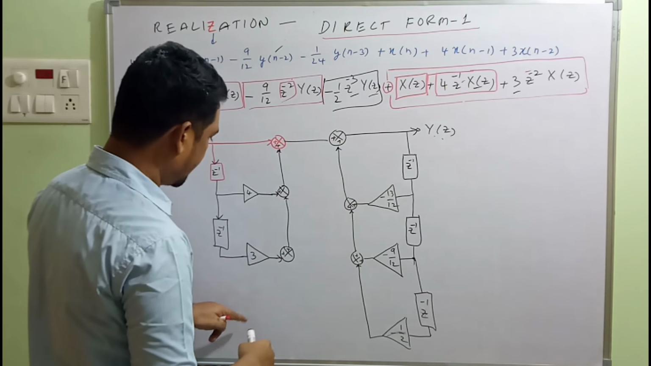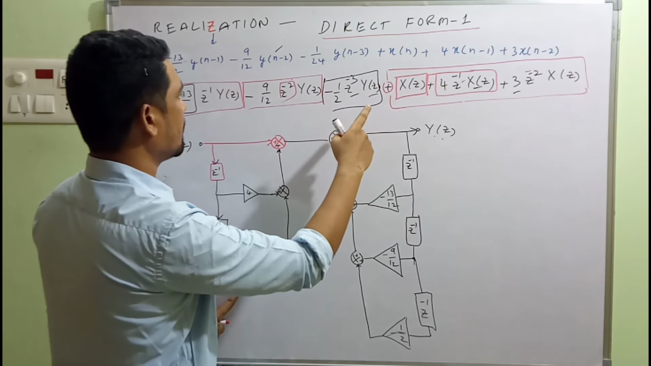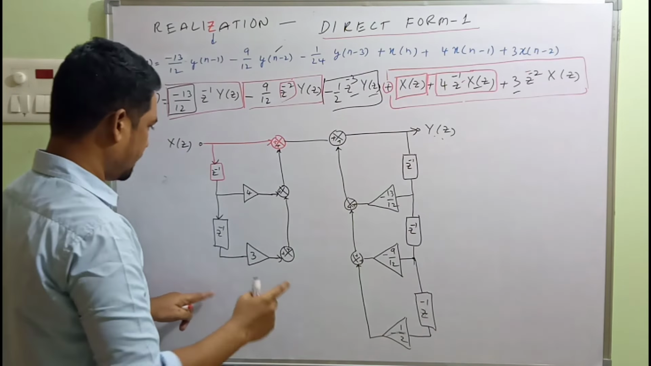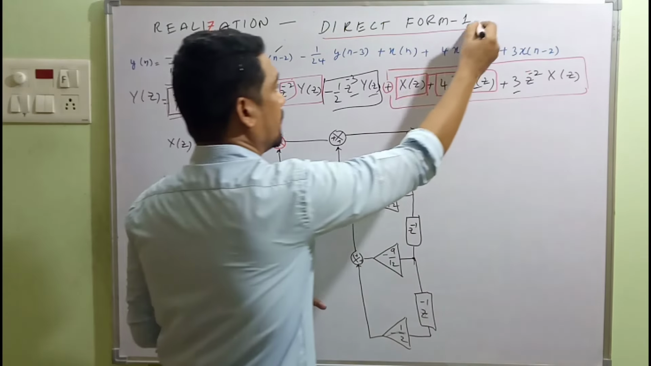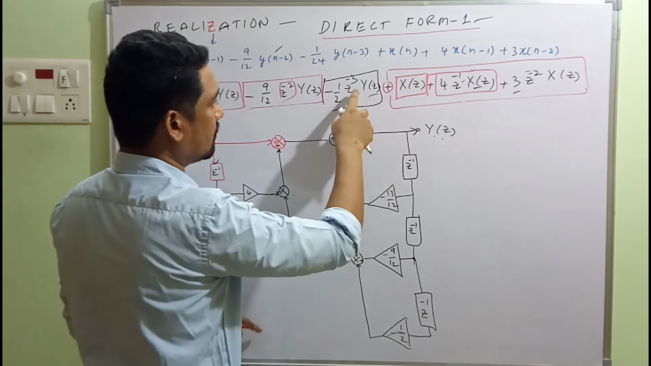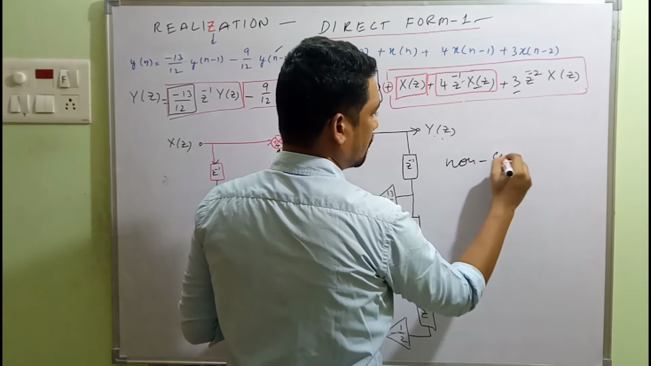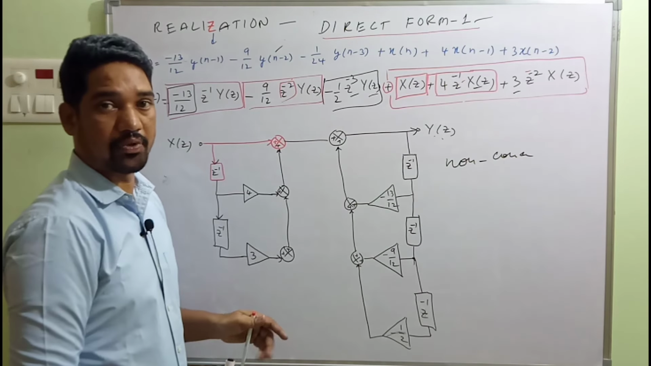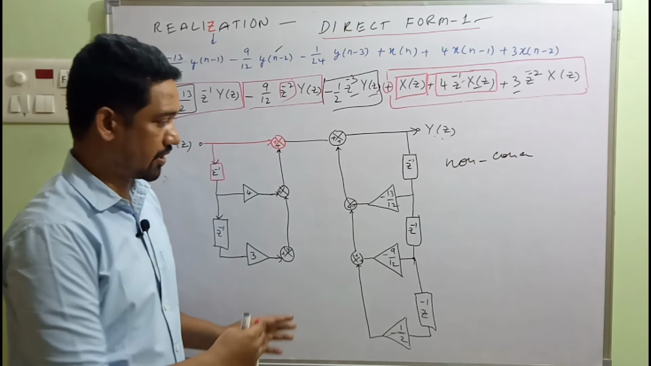Look carefully, what is the order of the system? I mean, what is the order of the differential equation governing the system? It's 3, isn't it? So the order is 3, but how many delay elements do we have? It's 1, 2, and so on. Finally, what I want to conclude is, in this direct form 1, the number of delay elements used to construct is larger than the order of the system, and so this is known as a non-canonical form of realization. Direct form 1 is also known as non-canonical form of realization. Make a note, please.